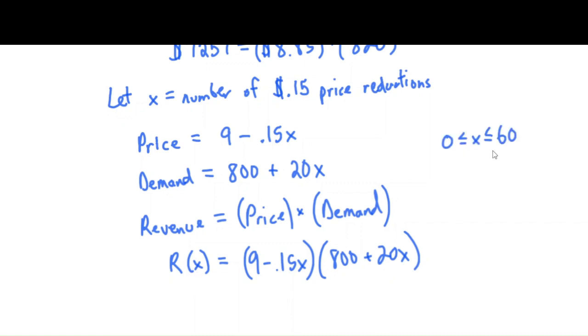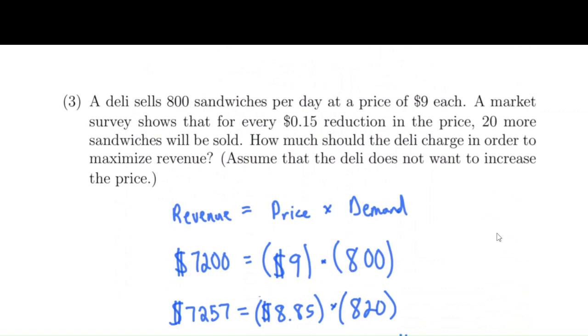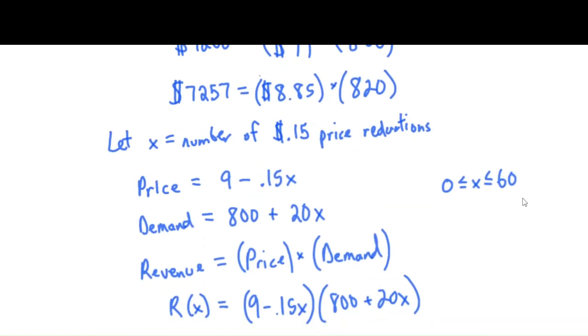Now, one other thing I want to point out is that our number of price reductions is between 0 and 60. Now, why is it at least 0? Well, if we go back to our problem, assume that the deli does not want to increase the price. So we don't want to have a negative number of price reductions, in other words, a price increase. So we want our X to be greater than or equal to 0. And also, X can't be greater than 60 because if you do 60 price reductions of 15 cents, that will be $9 of price reductions. And if you reduce 9 by 9, you get to 0.